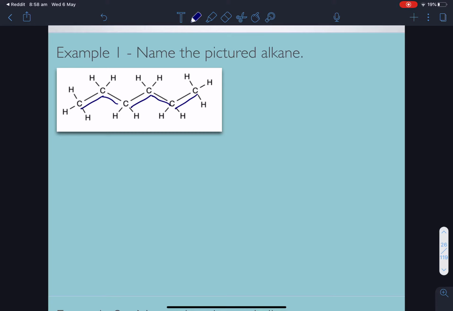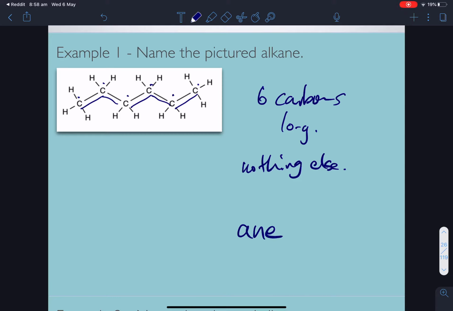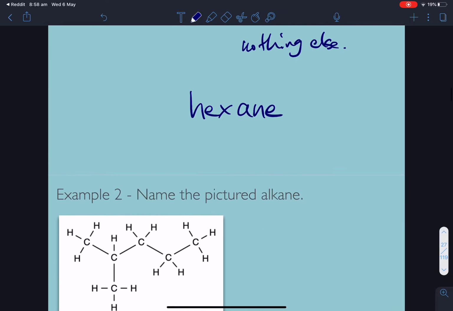We need to count how many carbons are in here. 1, 2, 3, 4, 5, 6. Now we haven't got anything else on there. So it's 6 carbons long and nothing else. Now it's an ane, we've got single bonds. So what I might do is start writing it out. It's an ane. Now the main chain on there is 6 carbons long, so it's a hexane. And there's nothing else. So what we've got here is just hexane. Nice simple one to start off with.